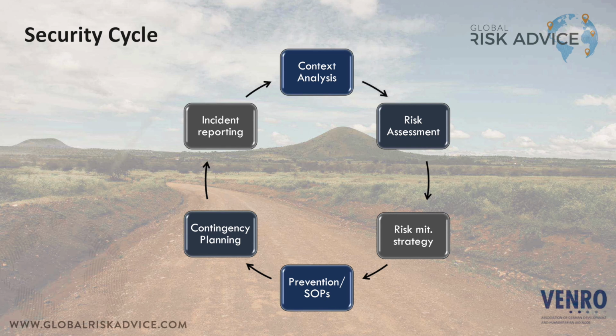And then the last part is, all right, if something happens, we have to report the incidents, because we have to learn from it. That's why the last arrow is there. Because if we learn from our incidents, if we monitor the things we do and we report our incidents, then we can go back to our context analysis and adjust it and see where our risks are and what they are.